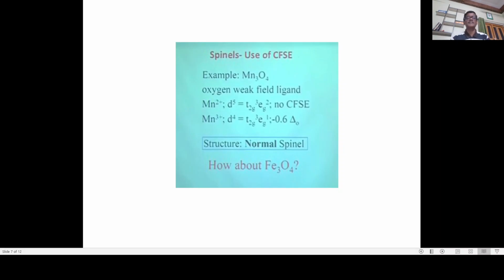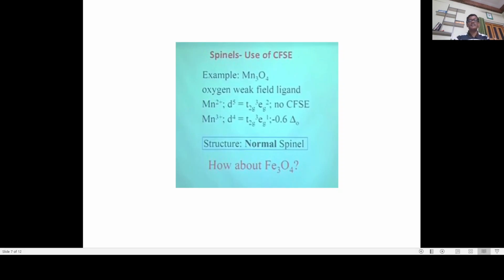An example is manganese Mn3O4. Oxygen is a weak field ligand, so Mn2 plus is d5 with no CFSE, and manganese 3 is d4 with CFSE of minus 0.6. The normal structure is normal spinel. How about Fe3O4? It is found to have this structure. It is an inverse structure.